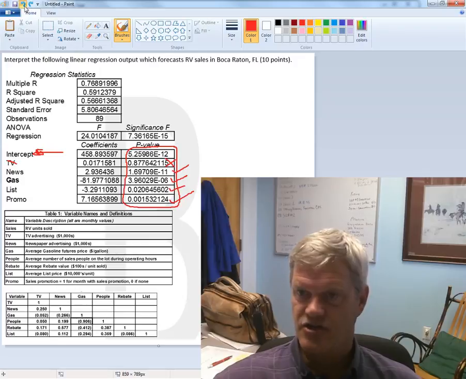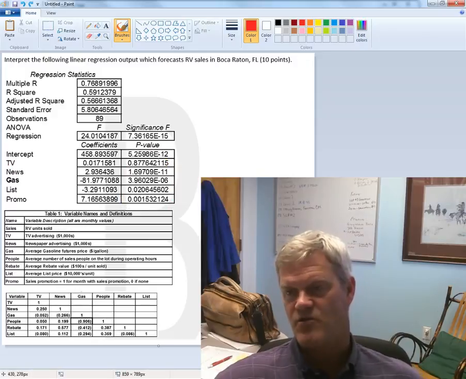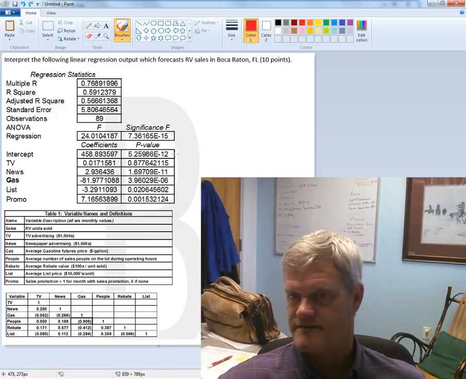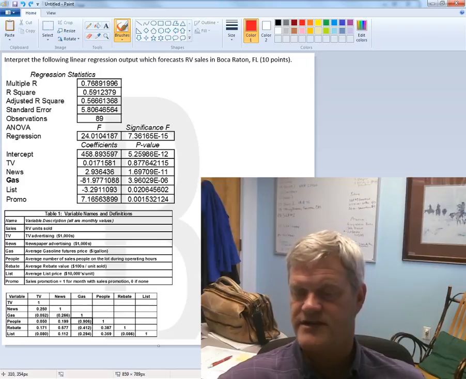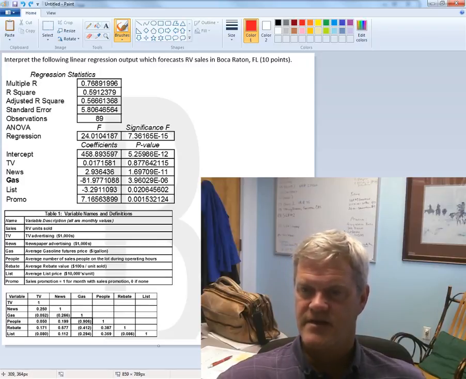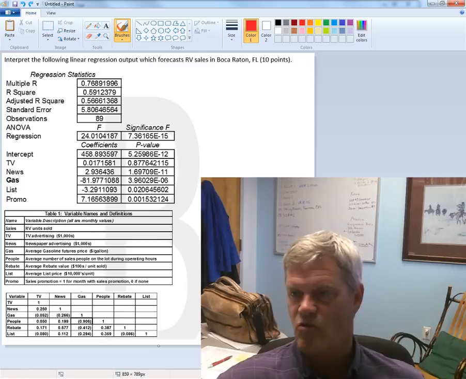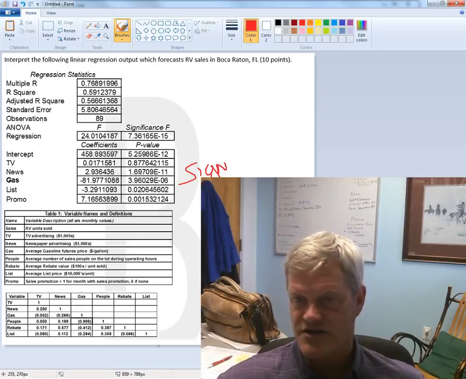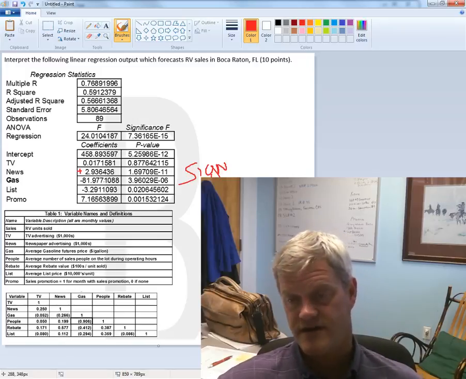The next thing you should look at, let me delete my marks, is what I've been calling the reasonableness of the coefficients. And reasonableness can be measured a couple of ways. One, you should look at the sign of the coefficients and just see if it looks like it's going the right direction. For example, newspaper advertising, this coefficient is positive, and that makes sense, right? The more we spend on newspaper advertising, the more RV units we sell.